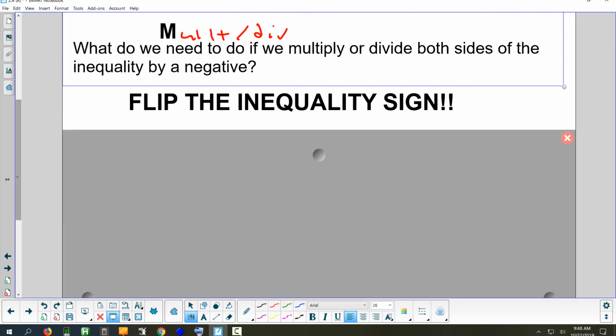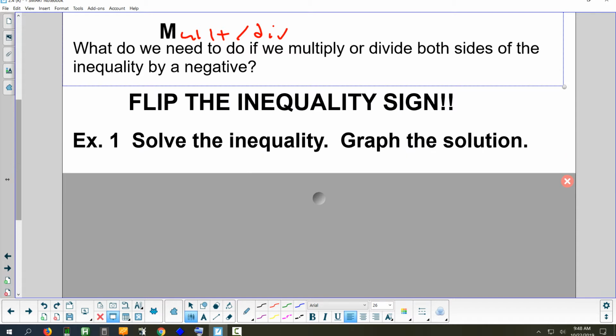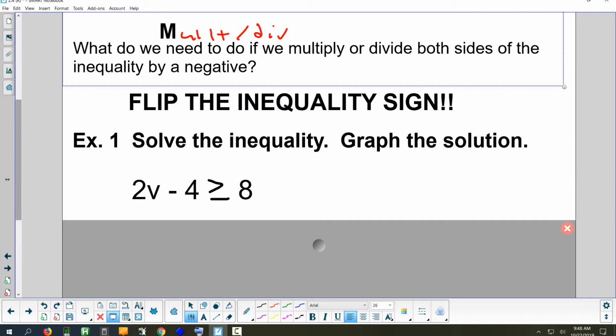Okay? All right, so on your guided notes, that's what you should write under the second bullet. What do we need to do if we multiply or divide? Flip the sign. Okay. Other than that, there's really not a lot of things to explain. We're not really doing a whole new process. We're just following the rules we've always followed. Good. Just like last week.